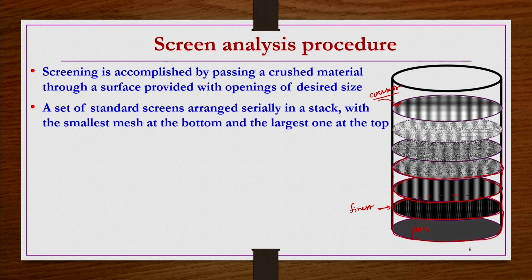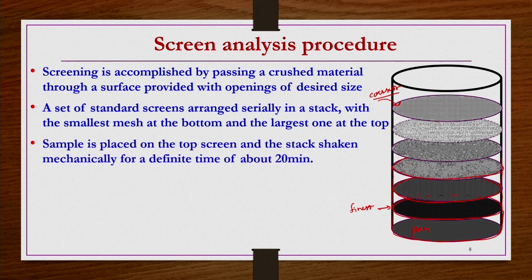So, on this one we can have another screen whose opening is larger than the bottom one. Like that we can arrange one onto the other, n number of screens, and the topmost one would have the largest aperture size. So the screens have to be arranged such that the finest is at the bottom, and then the screen opening gradually increases, with the largest opening screen at the top, right.